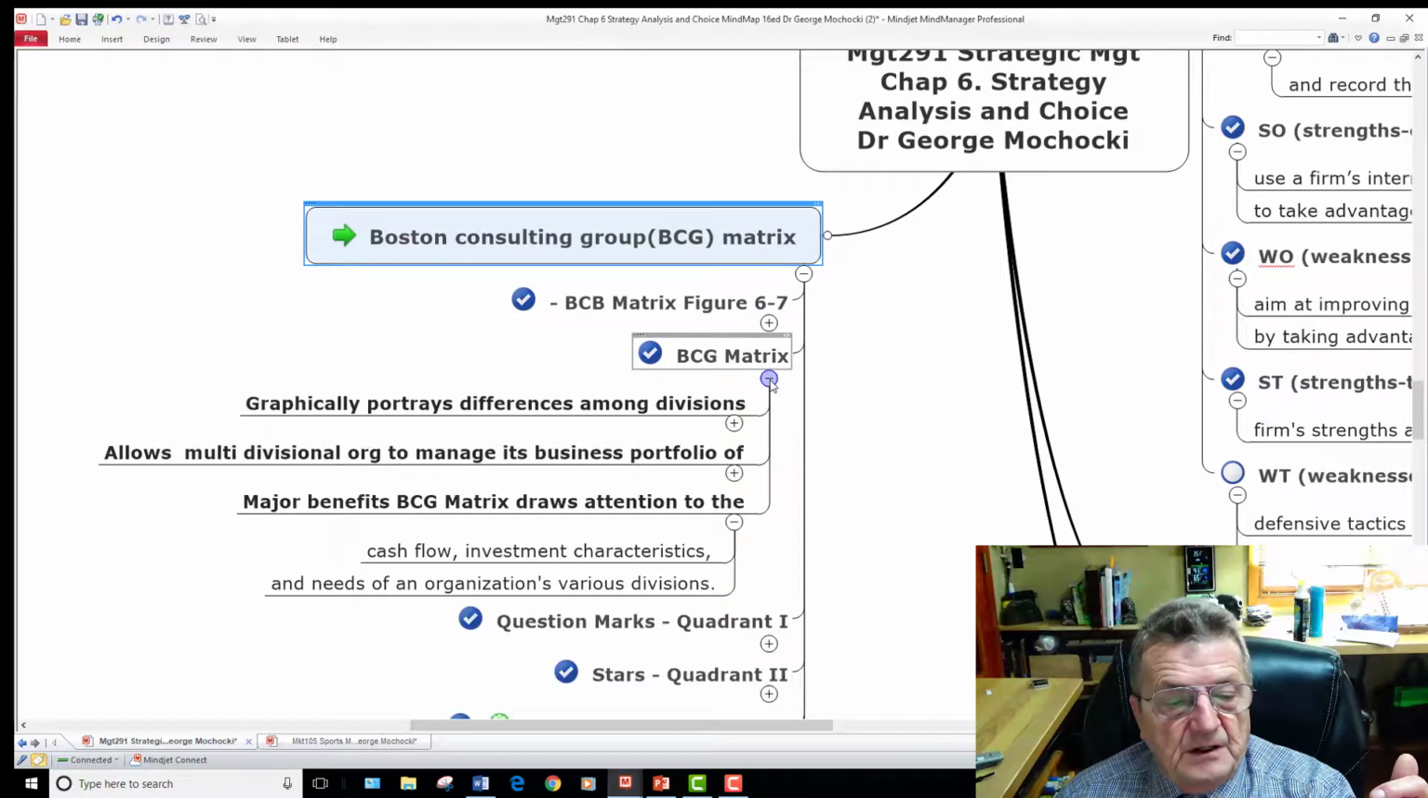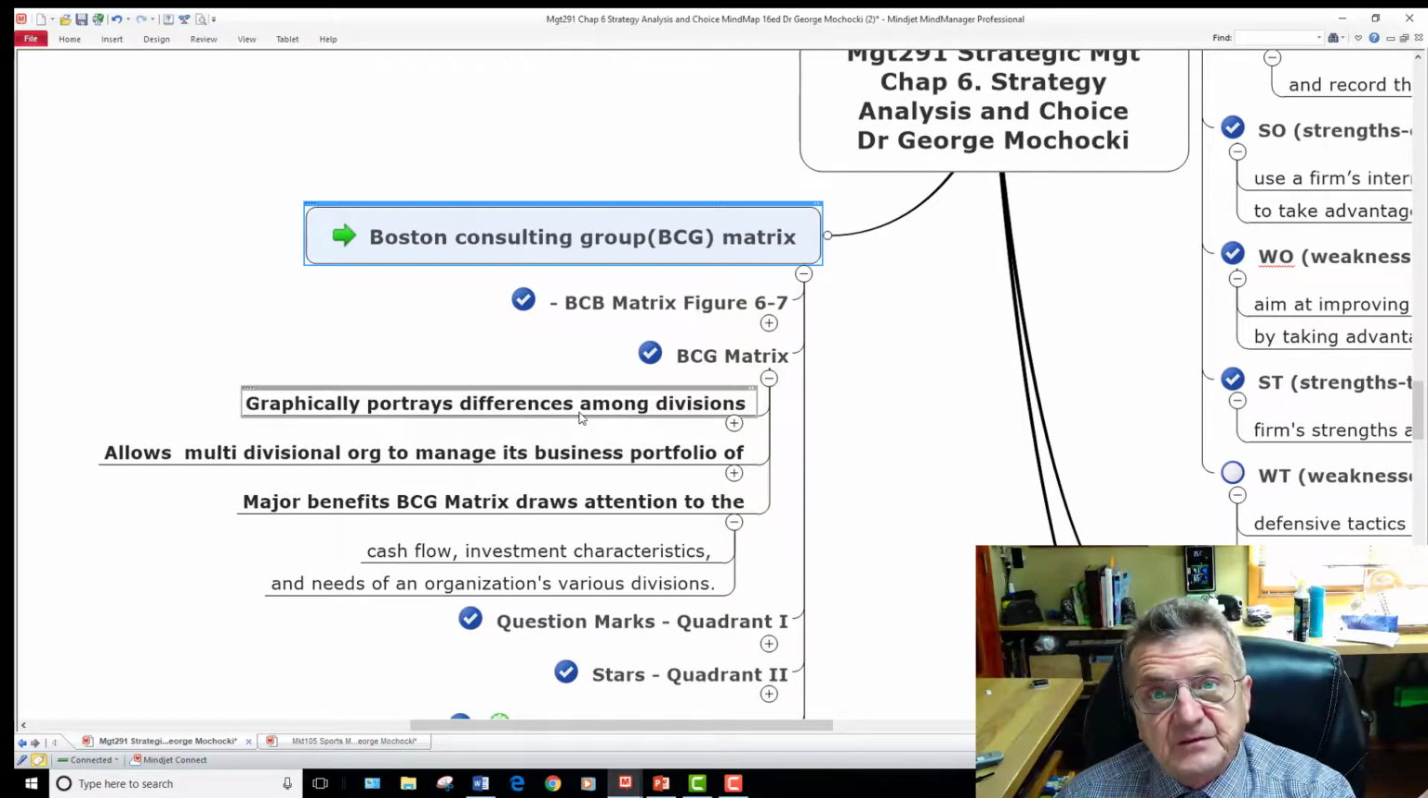Okay, so here's the matrix. It graphically portrays the differences among the divisions. So if you get a question on the exam, you're just going to get a question: what does this matrix basically do? Okay.